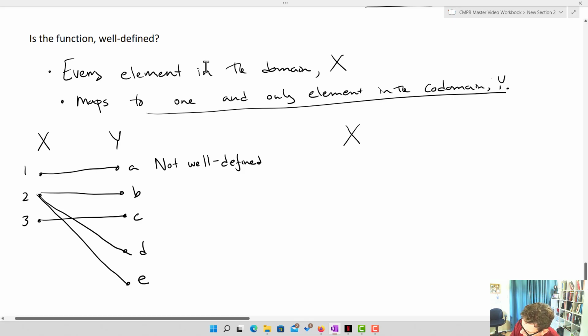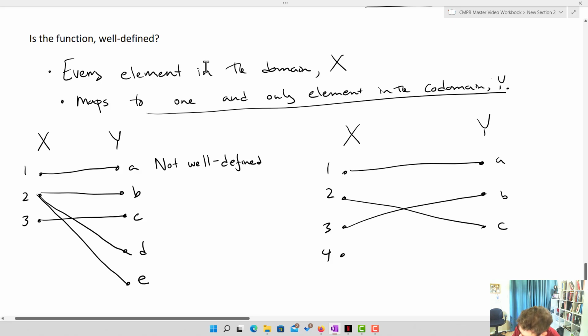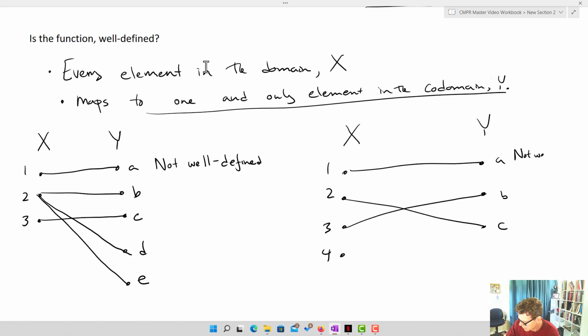On the other hand, we can imagine a different arrow diagram that looks like this. I've got 1, 2, 3, and 4. And by some happenstance, I have A, B, and C in my codomain, and 1 goes to A, 2 goes to C, 3 goes to B, and 4 goes to nothing. Okay? So since 4 does not map to anything, this is also not well-defined.